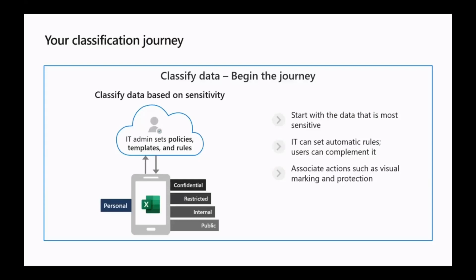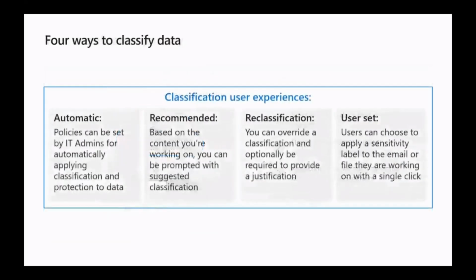So let's stay with classification. You have at least 4 ways to classify your data. You can implement several user experiences for classifying data. The first one could be, of course, automatic. In this case, policies can be set by the IT department for automatically applying classification and protection to certain types of data, again depending on the department, depending on the user, depending on the contents of the files, and so on and so forth.